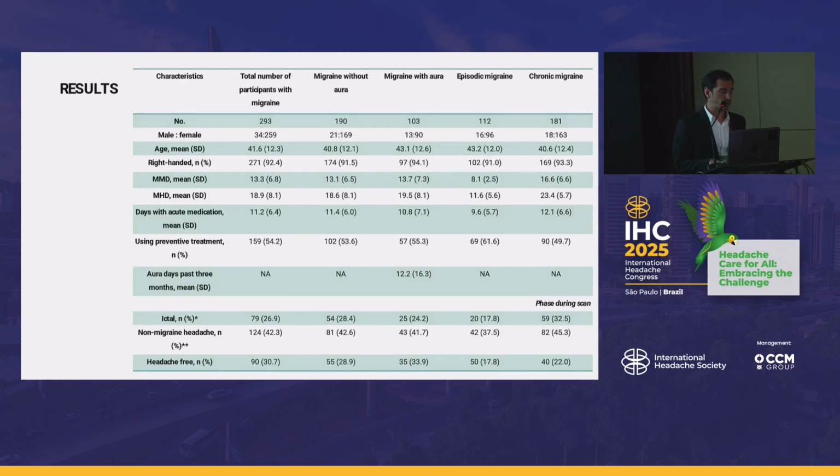Here are the results. So you can see that almost 300 patients with migraine were included. They were compared to 160 healthy controls. You can see that almost 1/3 of these patients with migraine had also migraine with aura, and almost 2/3 of these patients had chronic migraine. They were mostly women, age 41 years old, with a mean of 13 migraine days per month. I would like to draw your attention to the fact that around a quarter of patients were scanned during the ictal phase of migraine.